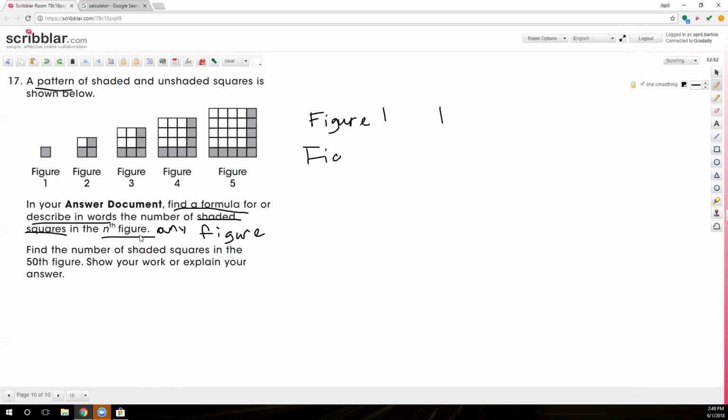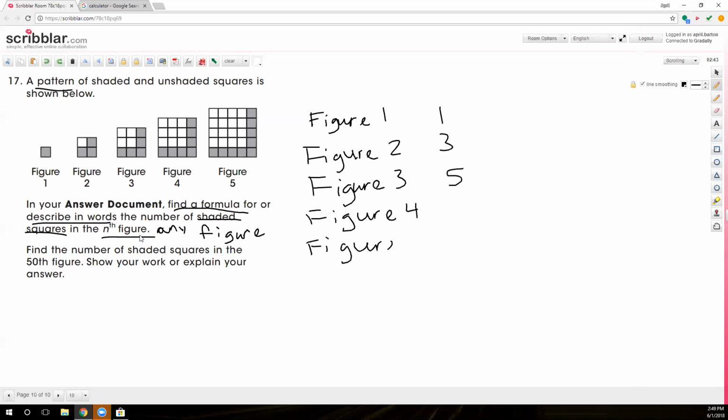How about figure 2? 3. Good. So figure 3, 4, and 5. What comes next? Figure 3 does have 5. Figure 4, how many shaded squares in figure 4? 7. And how many shaded squares in figure 5? 9.